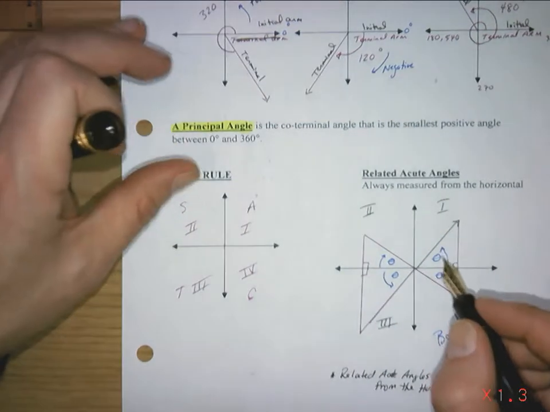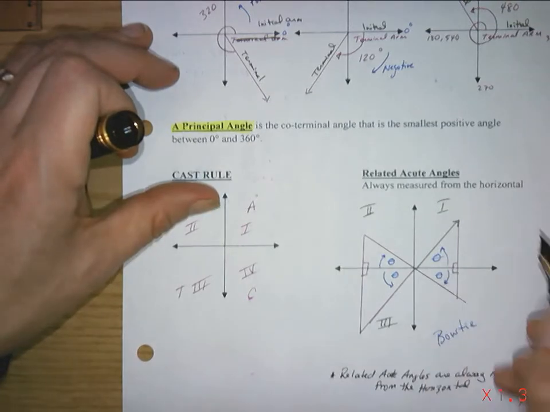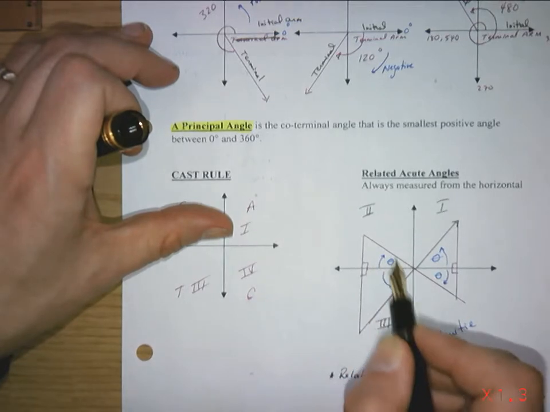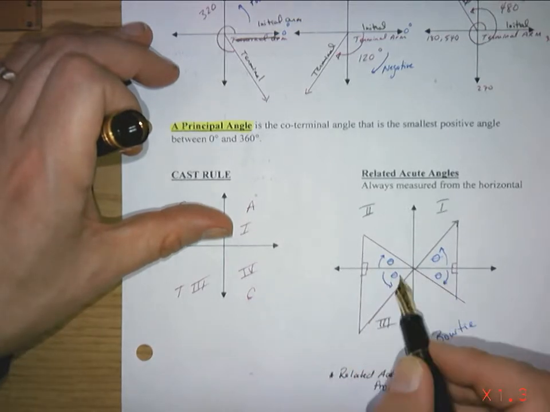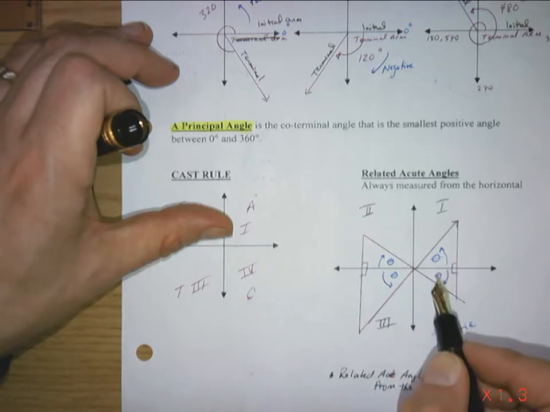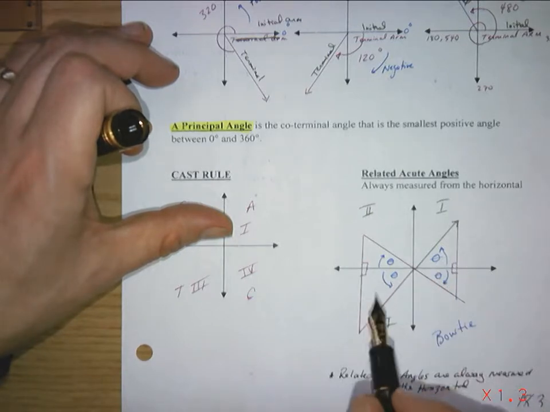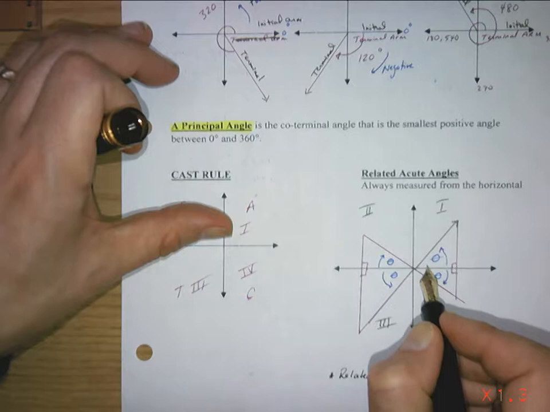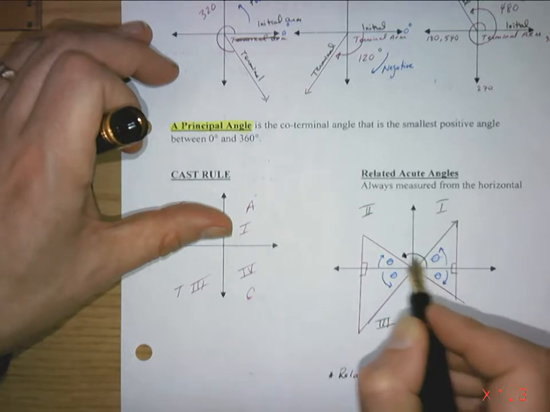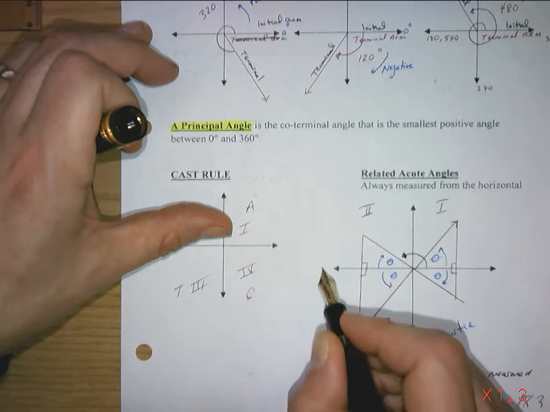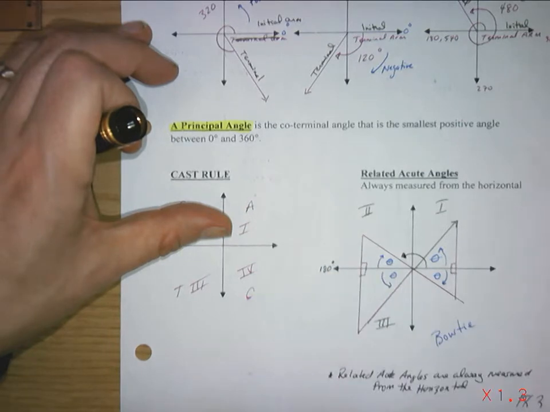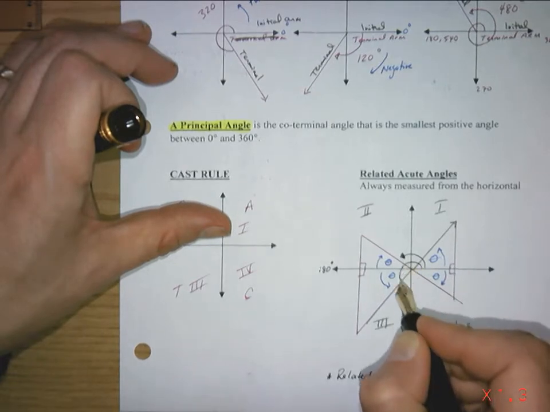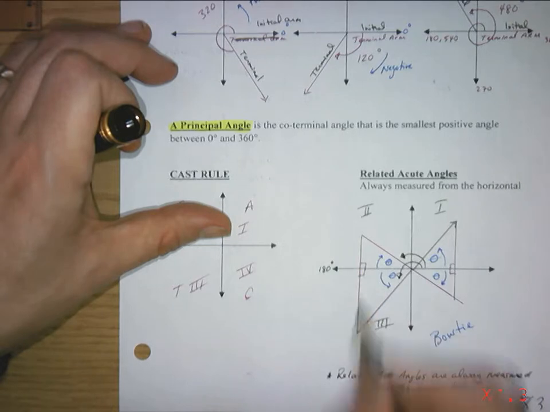Now let's say I had an angle here, and let's say that my angle was theta. The related acute angle here is also theta. The related acute angle here is also theta. The related acute angle here is also theta. How do you come up with the rotational angle that gets you there? Well, if you look at this, that rotational angle to get you here is going to be 180 minus theta. The rotational angle to get you here will be 180 plus theta.